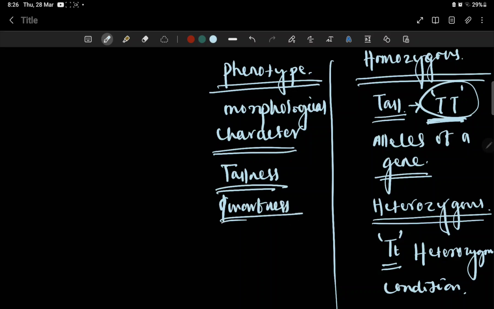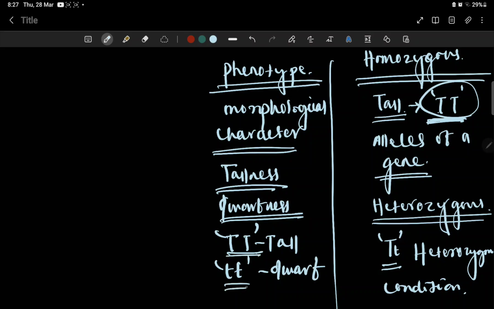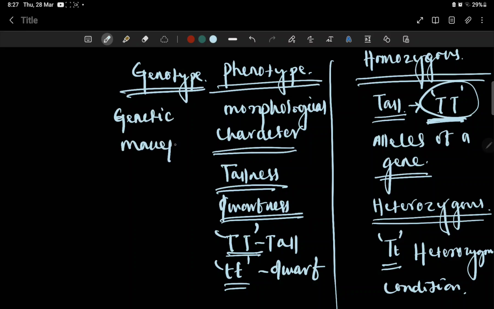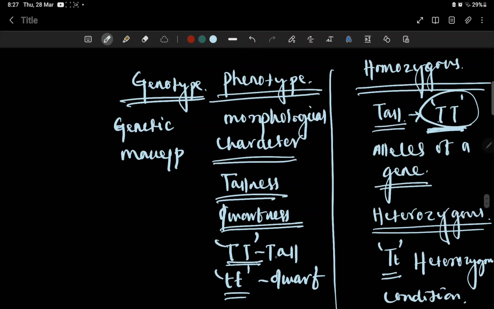is the phenotype. When we represent this tallness and dwarfness in genes and genetic makeups, such as capital T for tall, and small t for dwarf, this is called genotype. Genotype is the genetic makeup of the object or the plant.